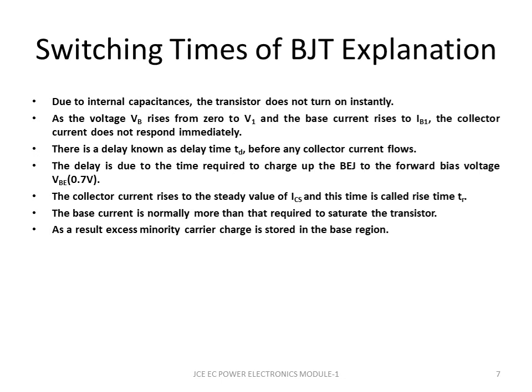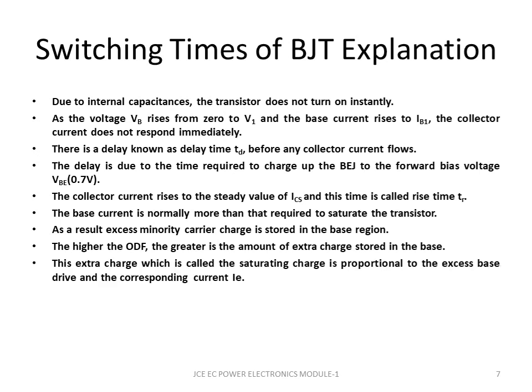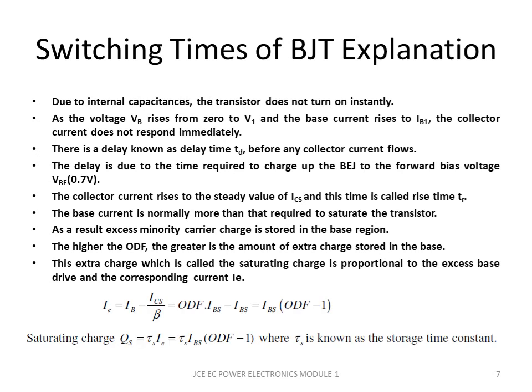As a result, excess minority carrier charges get stored in the base region. The higher the ODF, that is the overdrive factor, the greater is the amount of extra charge stored in the base. This extra charge, which is called the saturating charge, is proportional to the excess base drive, and the corresponding current is given by IE, which is equal to IB, the base current, minus ICS upon beta, and that is given by ODF times IB.